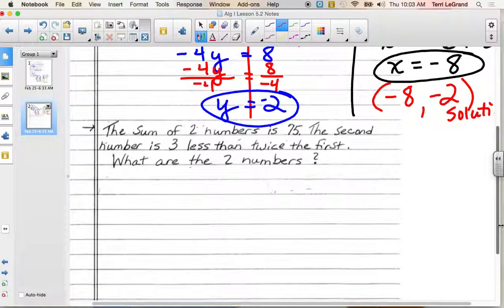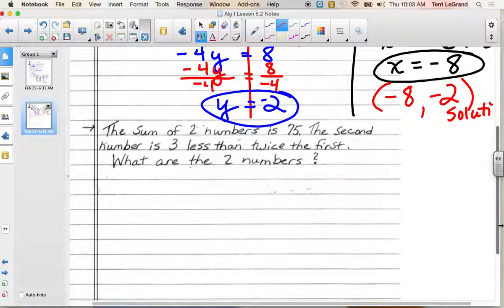That almost sounds like, well, she's a cousin to my uncle, who's a brother to her grandma. You know, have you ever heard something like that? And you're like, huh? Well, the second number is 3 less than twice the first. Huh? What are the two numbers?